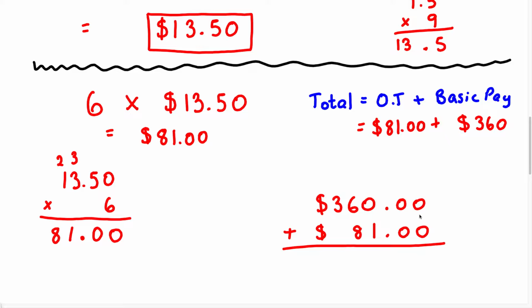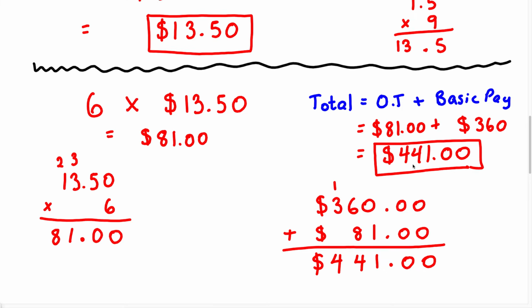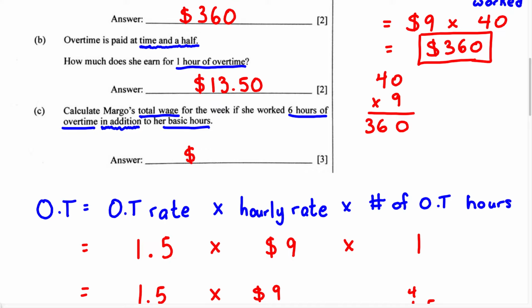Now when we solve for this, we know 0 plus 0 is 0. 0 plus 0 is 0 again. We're going to add our decimal point. 0 plus 1 is 1. 6 plus 8 is 14. We're going to write the 4, carry the 1, and 1 plus 3 is 4. We're just going to bring back down the money sign. Therefore, this is going to be our answer. So we can say the total amount she is going to make when she works 6 hours of overtime plus her basic pay is going to be $441. This will be our answer for part C. Now in the answer space provided, we're just going to write this answer. So we know she made $441.